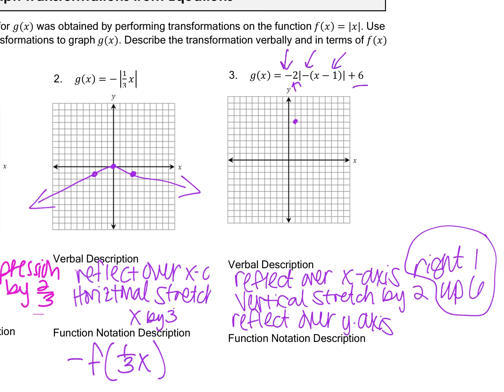So we're having to stretch by 2, vertical stretch. So I'm changing my y values, multiplying them by 2. So normally it'd be 1, 1, 2, 2, 3, 3, 4, 4. So instead it'll be 1, 2. And then I'll have to go down because of the reflection over the x-axis.